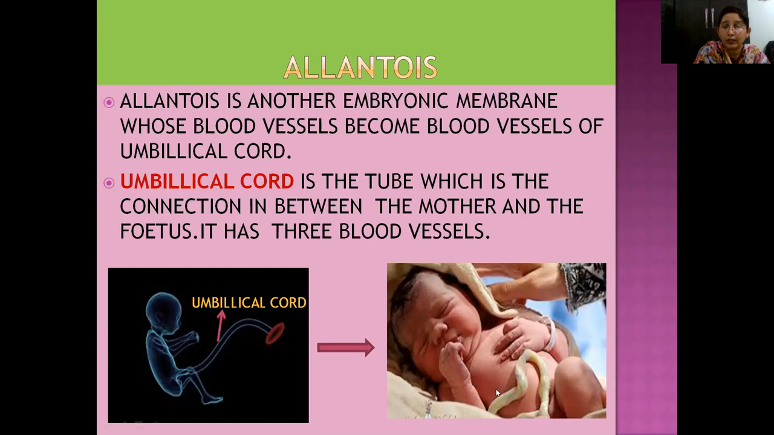So what is the umbilical cord here? You can see here, children, this white color cord, which is the connection between the mother and the fetus. When the baby is born, there will be a cord between the mother and the fetus. That cord is later cut to separate the fetus from the mother. So what is the use of this cord? It supplies food from mother to the child. This umbilical cord is made up of three blood vessels. One of the blood vessels is from the allantoic membrane. Okay, I hope you have understood about the third membrane, that is the allantois.